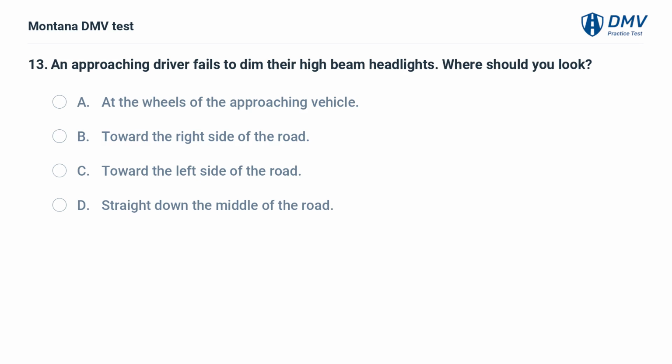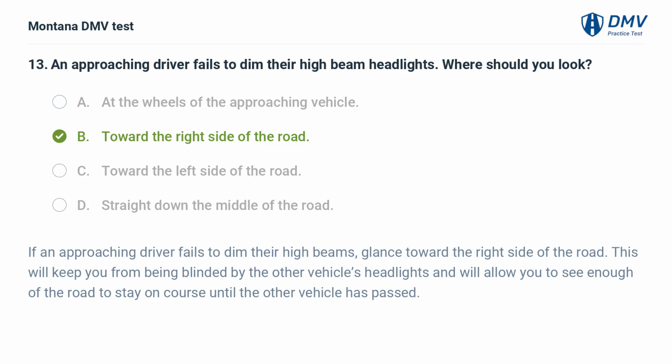An approaching driver fails to dim their high-beam headlights. Where should you look? A. At the wheels of the approaching vehicle. B. Toward the right side of the road. C. Toward the left side of the road. D. Straight down the middle of the road.